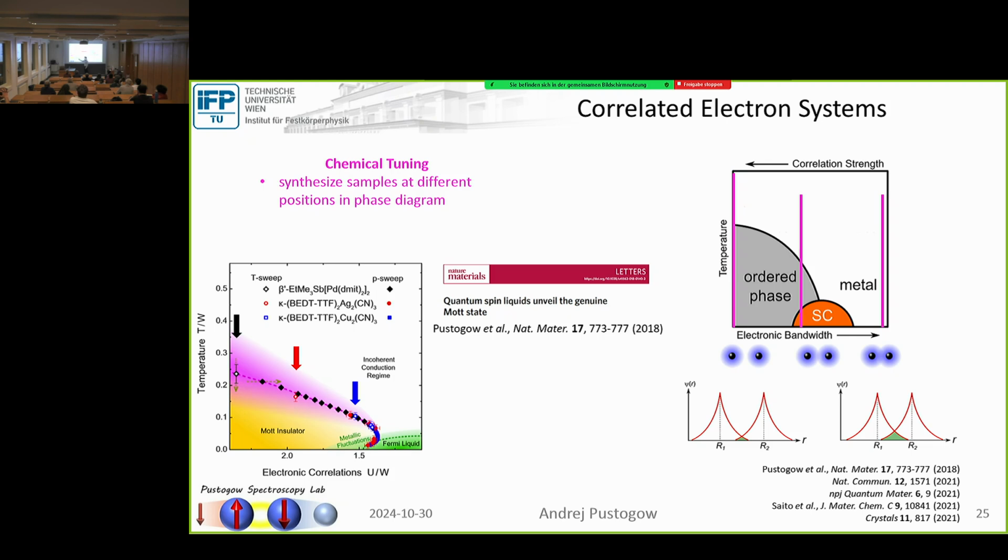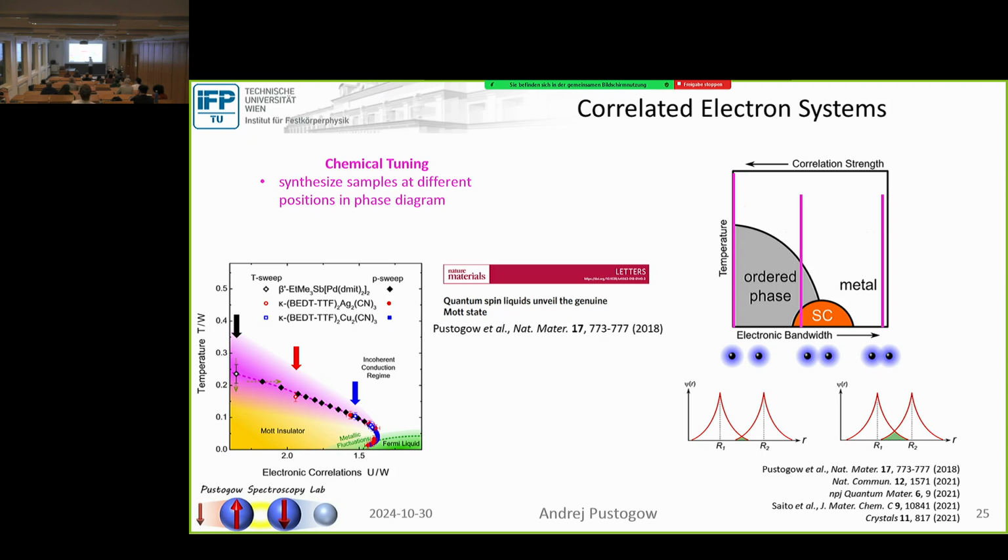So, for instance, the compound in black, I will not pronounce it, but it's one of these organic compounds. At zero pressure, it's here. When you apply pressure, you can tune it all the way up to here. And so you cover this part of the phase diagram. Then the compound in red, it starts here, you apply pressure, and then it covers this range. And the compound in blue, it starts here, and then you cover this range, and you can even go further on this metallic side.